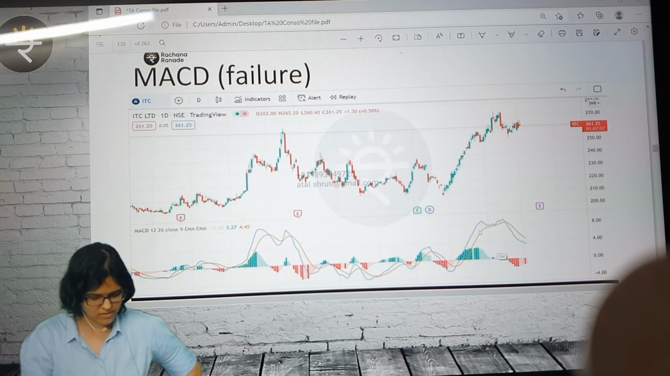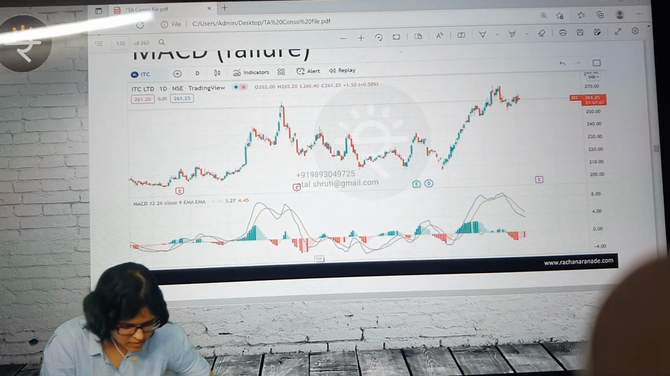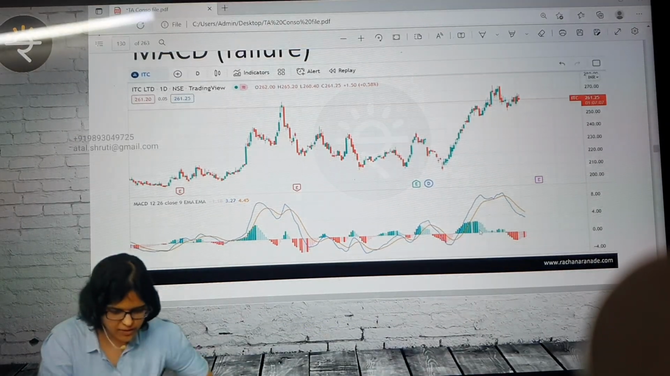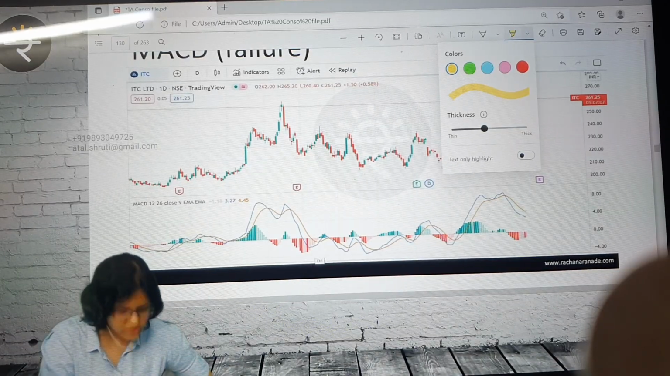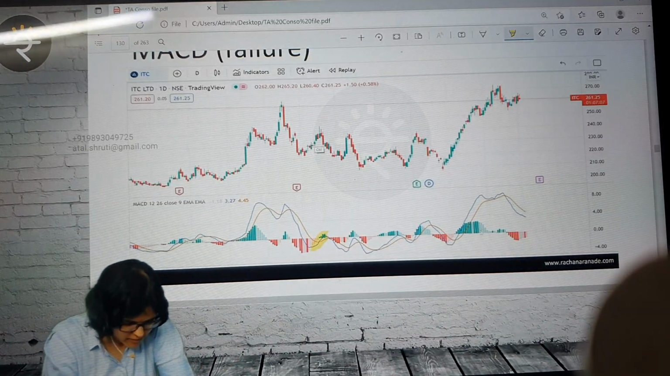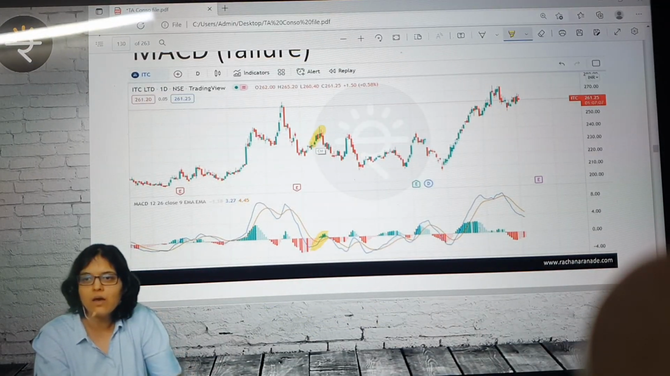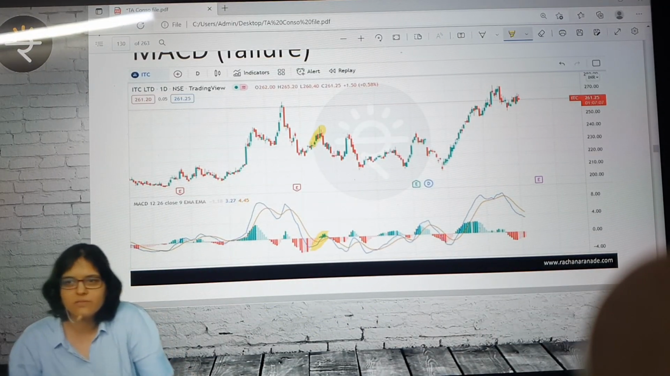MACD failure. Now let us take this point. She's asking for the MACD failure. Can you see that there is a bullish crossover here? And if I were to take it somewhere here, a vertical line, so ideally I should have taken a buy, and it has gone down or sideways. Okay?